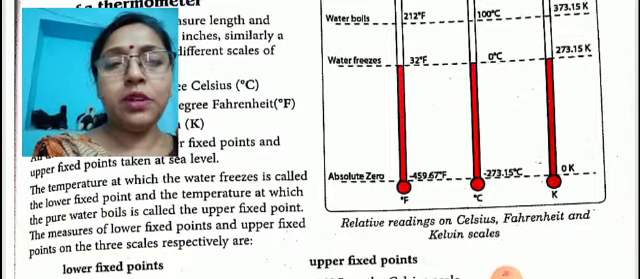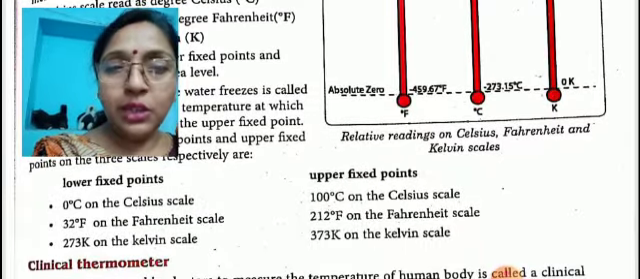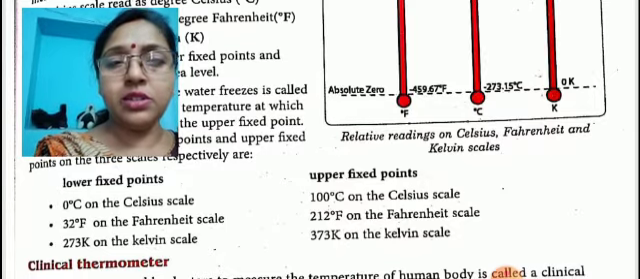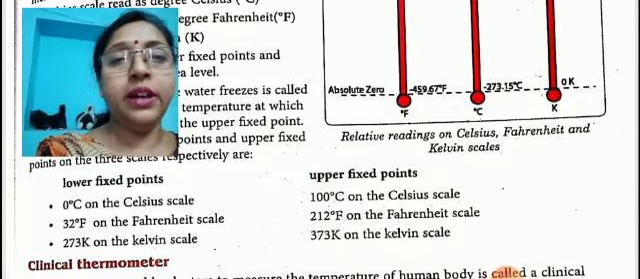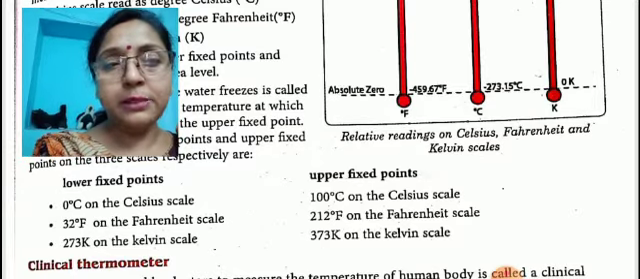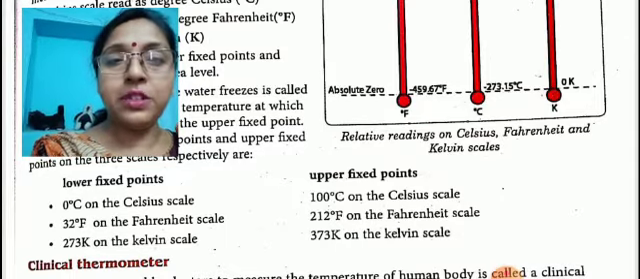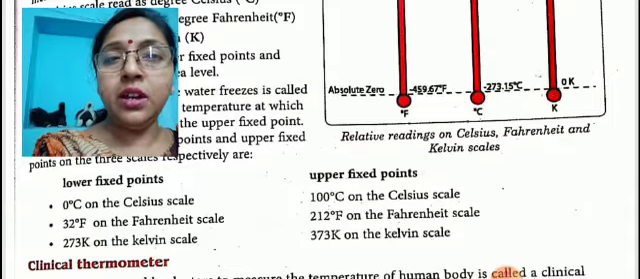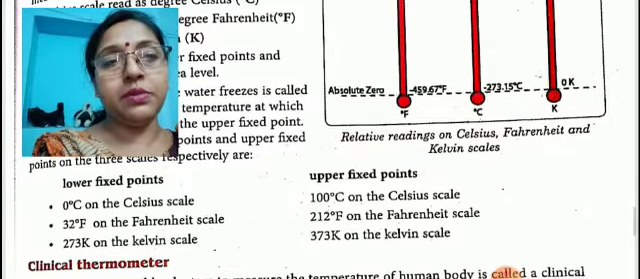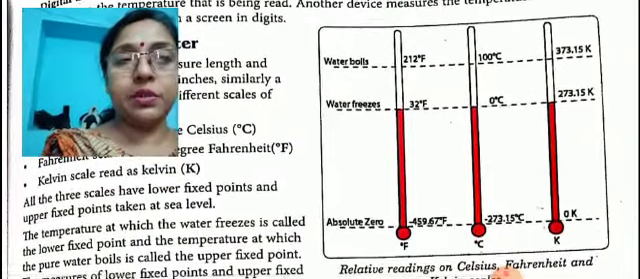The lower fixed point and the upper fixed point on the three scales respectively are: 0 degrees on the Celsius scale for the lower fixed point, that means where the water freezes, and 100 degrees Celsius for the upper fixed point; 32 degrees Fahrenheit on the Fahrenheit scale for the lower, and 212 degrees Fahrenheit for the upper fixed point. On the Kelvin scale, the lower fixed point is 273 K and the upper fixed point is 373 K.